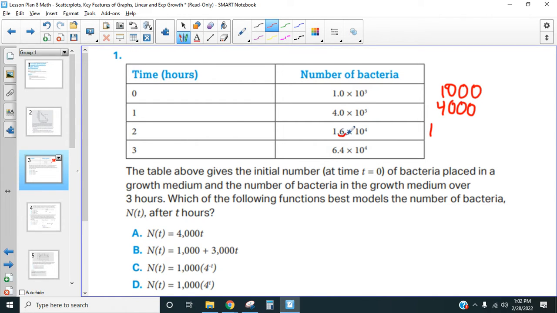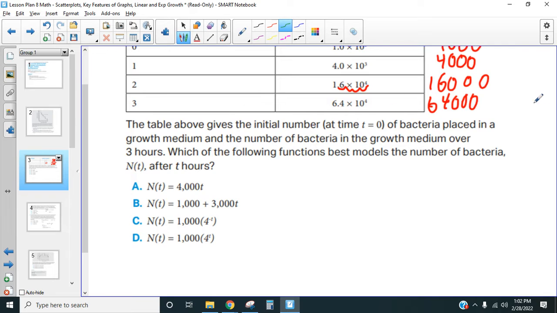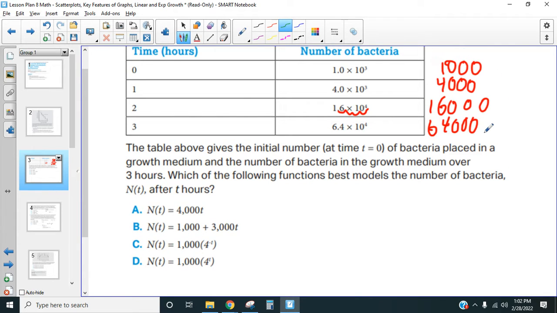You move it over 4 times. 1, 2, 3, 4. Fill the rest in with zeros, right? 16K, and that one's 64K right there. Right? Yeah, they are. All right, now, if this is true, you can see the pattern is just multiplying by 4, right? Multiplying by 4 is not the same as adding 4.